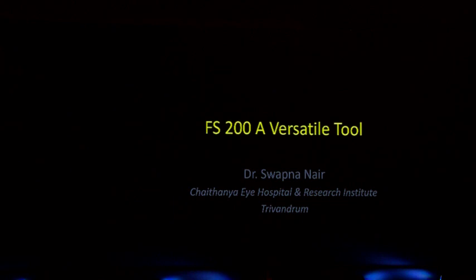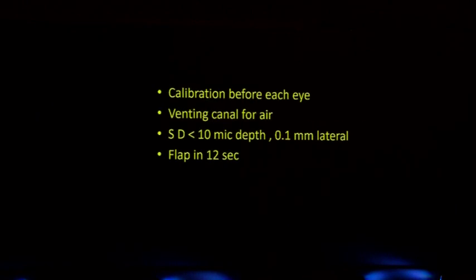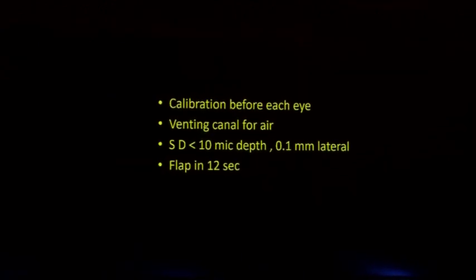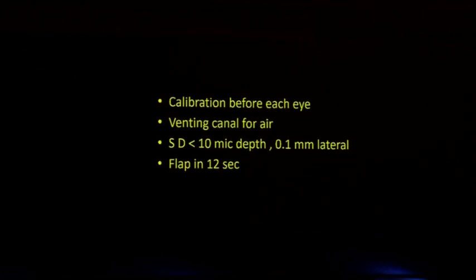So I'm slightly diverting from the topic that we were discussing so far. This is an overview of the multiple things that an FS200 can do. The most common that we're used to is the flap, and the specialty of the FS200 lies in the fact that unlike the previous generations of laser, it calibrates for each PI, it calibrates for each eye, to account for the thickness change in the glass PI that may happen, or for any change in the environment or the fluence of the laser.